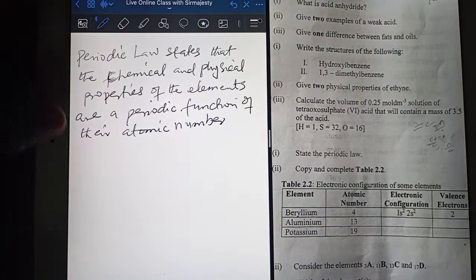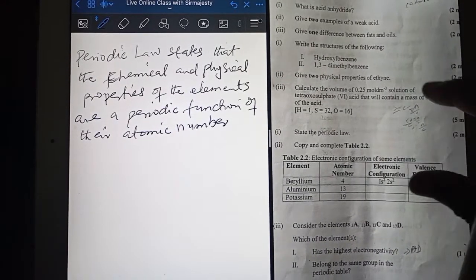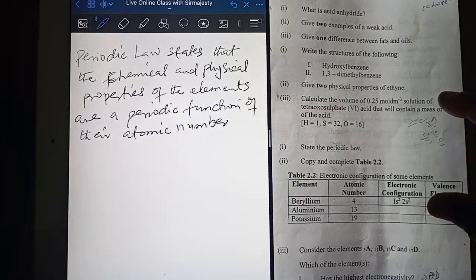Hello, welcome back. The chemical and physical properties of the elements are a periodic function of their proton number, and proton number is also called atomic number. So now we move on. That's the statement of the law. Remember, we call it Mendeleev's law.